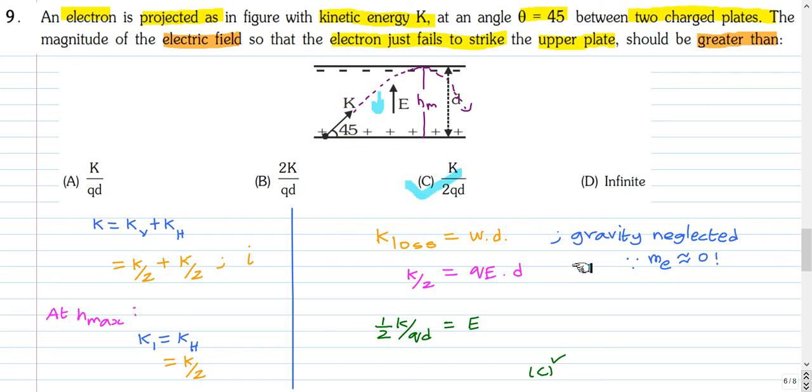Here in this case we have neglected gravitational energy, because gravitational energy is mgh, and when m is very small, the gravitational potential energy mgh is very small. The mass of the electron is very, very small, so the gravitational force and gravitational energy are neglected here.